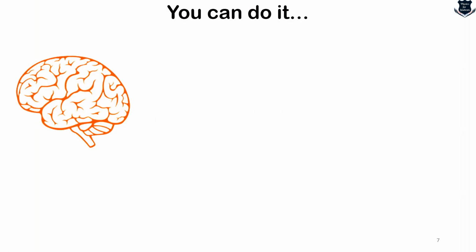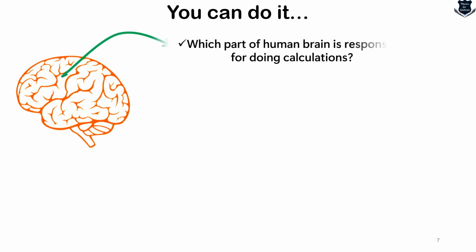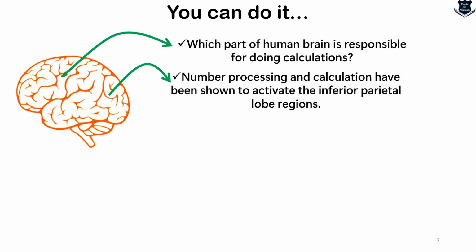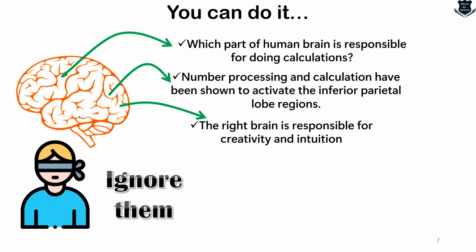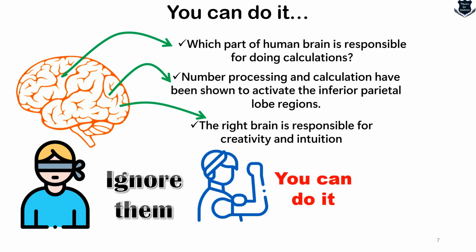Now, if you take the general notion, there are certain things being said among teachers and others about which part of the human brain is responsible for doing calculations. Researchers say that number processing and calculation have been shown to activate the inferior parietal lobe regions. Also, some people say that the right brain is responsible for creativity and intuition. I would say just ignore them. Whatever the researchers, your friends, or the people around you are telling you, just ignore them and believe in yourself that yes, you can do it.